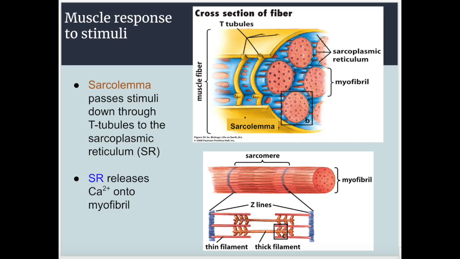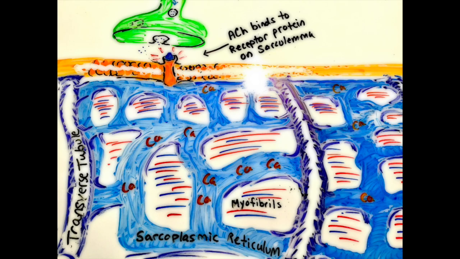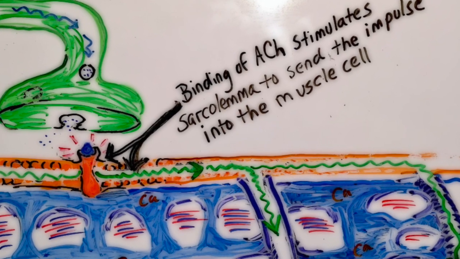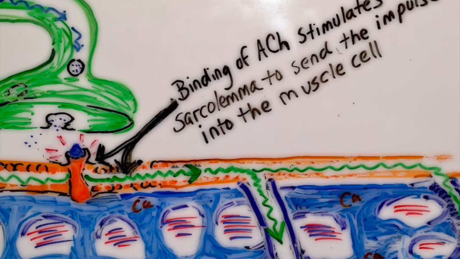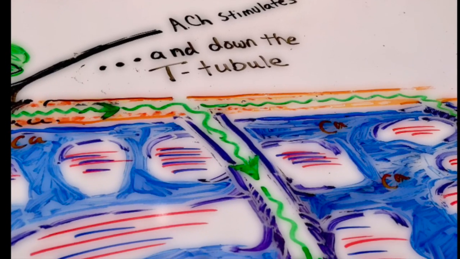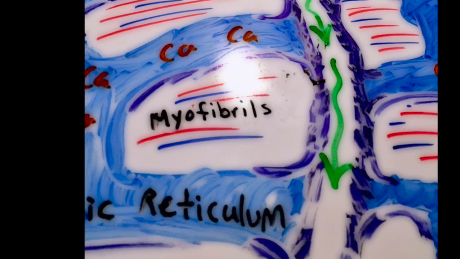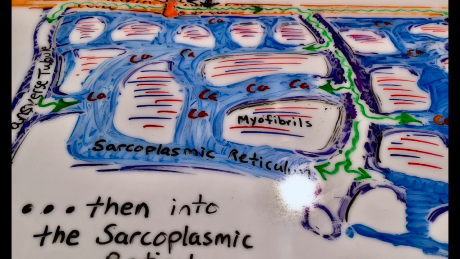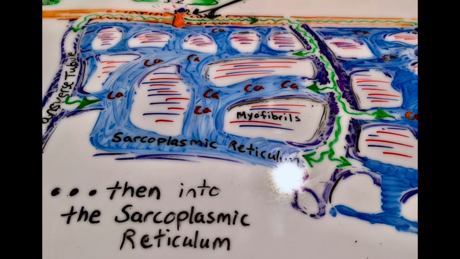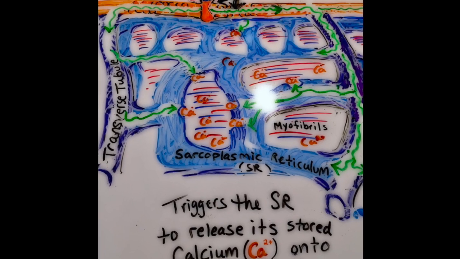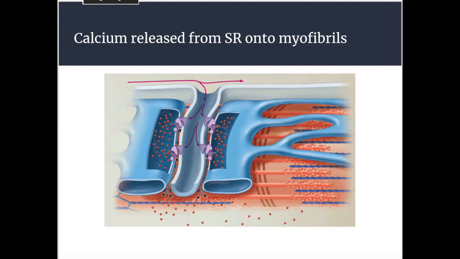Underneath the sarcolemma and surrounding each myofibril is a structure known as the sarcoplasmic reticulum. The sarcoplasmic reticulum is responsible for storing calcium. Calcium will play a critical role in the contraction of a muscle. The action potential will move along the sarcolemma and down a transverse tubule, also known as a T-tubule, which will help to propagate that stimuli deep into the myofibrils below. The action potential will move into the sarcoplasmic reticulum, which will then stimulate the release of the stored calcium directly onto the myofibrils.